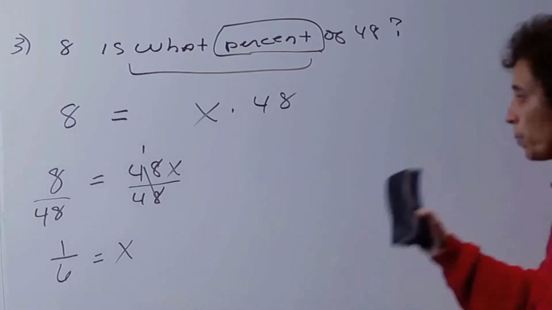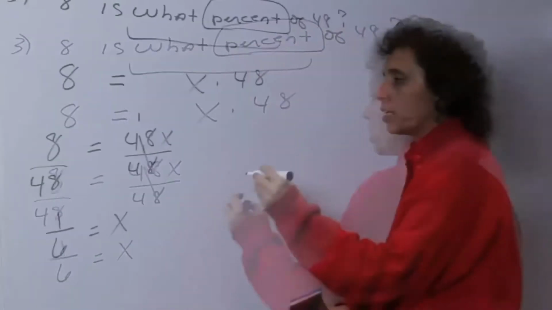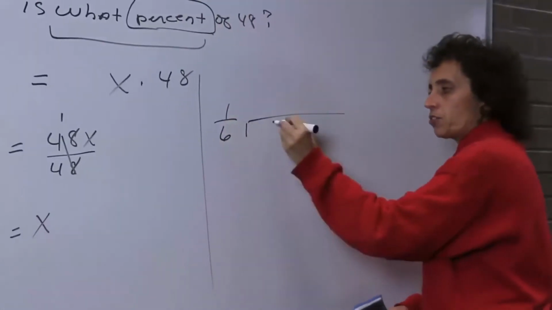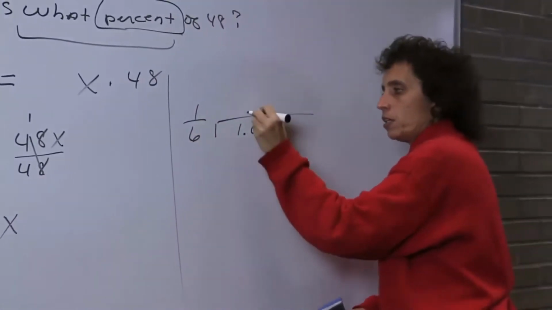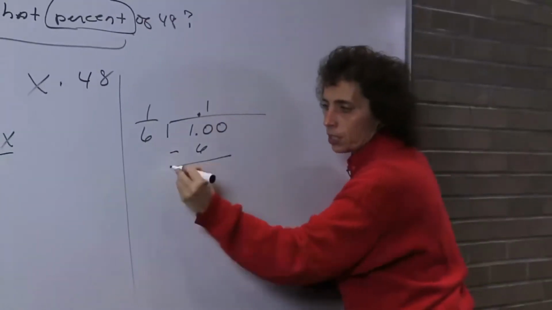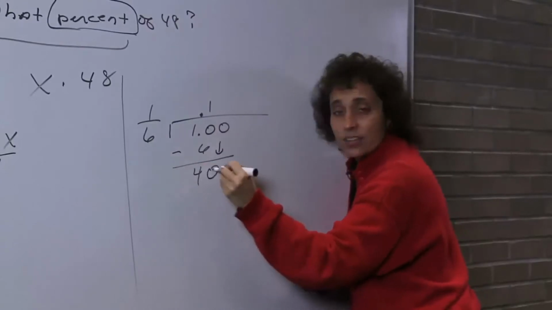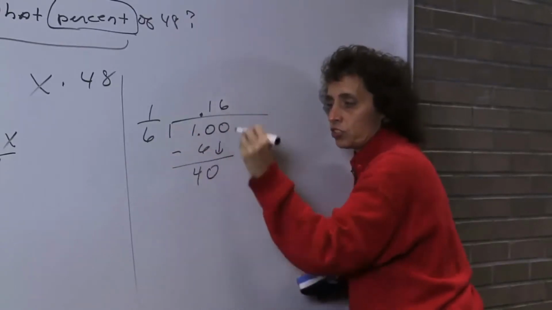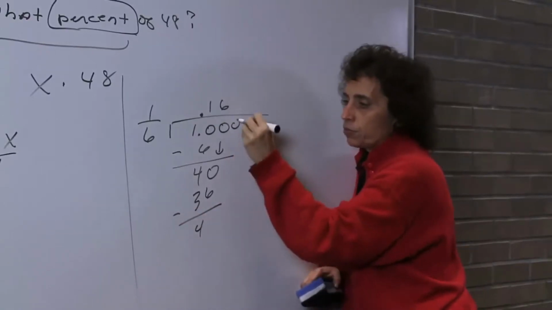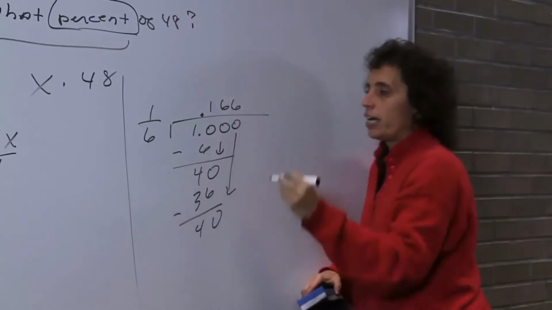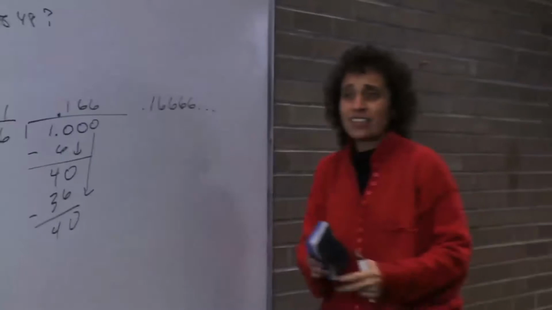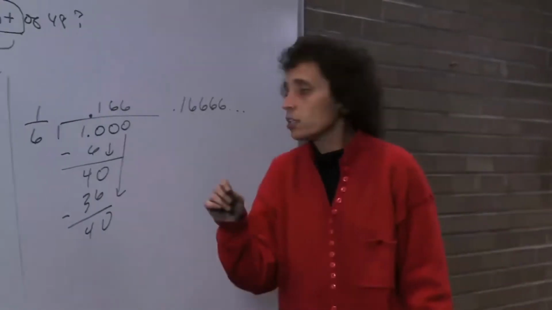To change that to a percent, we're going to have to divide first, just like we did in the last lesson. So here we go. 1 divided by 6. 6 doesn't go into 1. Goes into 10 once. We get 4. Add a 0. 6 into 40 goes 6 times. We get 36. 4. Here it goes again. 0. We get 6. So it's actually 0.166666. It doesn't tell us what to round.